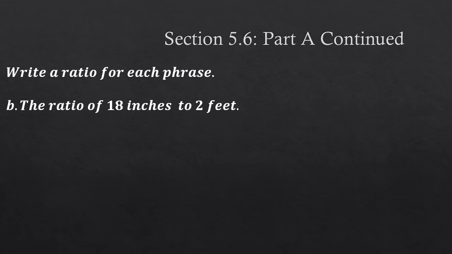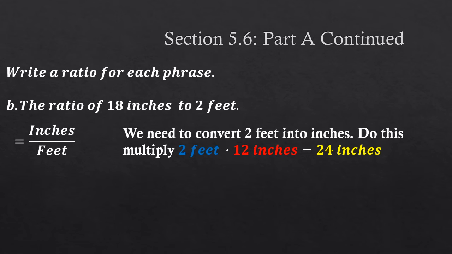The ratio of 18 inches to 2 feet. That will be inches to feet. Now, we need to convert 2 feet into inches. To do this, we're going to multiply 2 feet times 12 inches, because if you remember from early in your educational career, certain measurements are equivalent to certain measurements. 2 feet is equivalent to 24 inches because remember there are 12 inches in a foot. So if you do 2 feet times 12 inches, that's a total of 24 inches.